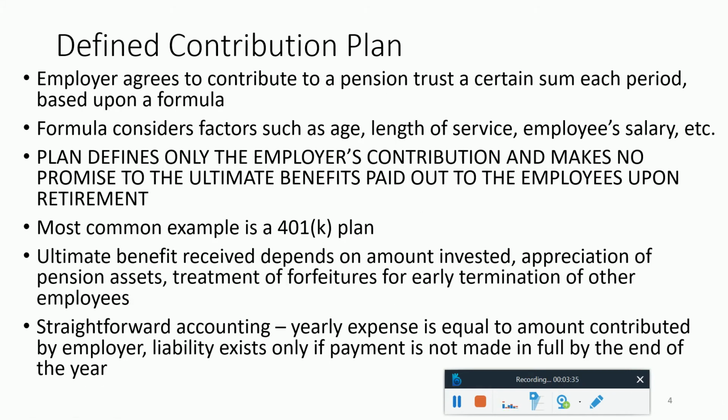So pension plans are the overarching name, and then within that pension plan umbrella, there are 2 major types of plans. The first is a defined contribution plan, and in a defined contribution plan, the employer agrees to contribute to the pension trust or the pension assets a certain sum each period, and that period could be monthly, quarterly, annually, however it's stated in the pension plan document, based upon some formula that they've come up with.